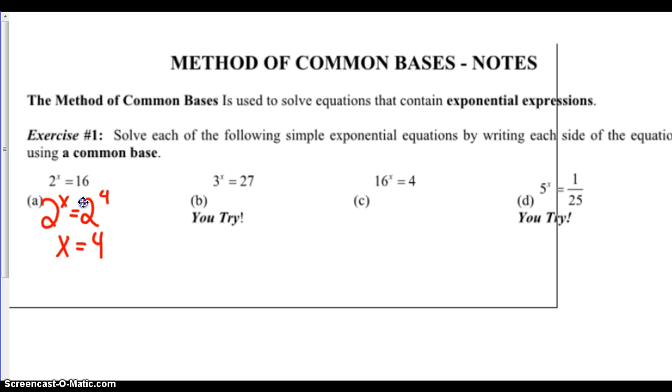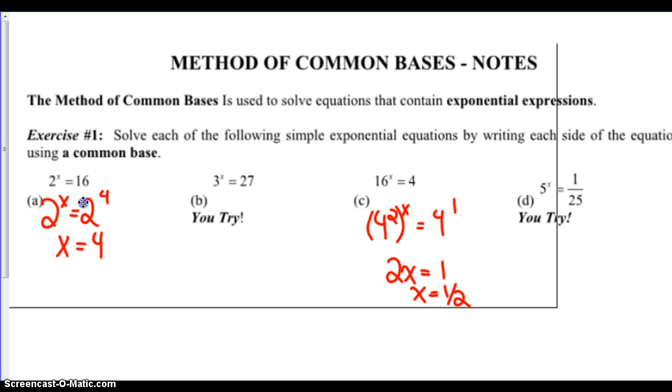All right, so now looking at C. Here I've got a 4, and I have 16 to the x. We wrote 16 as 2 to the 4th. How could I write it in terms of a base of 4? I could use 4 squared. And then I could write 4 to the 1st. So 2x equals 1 and x equals 1/2.